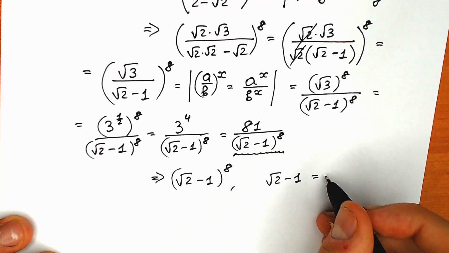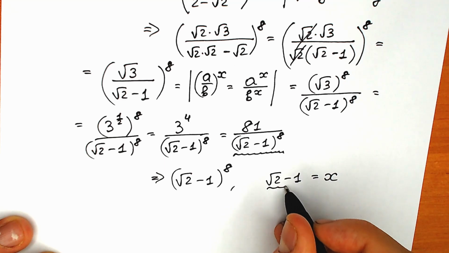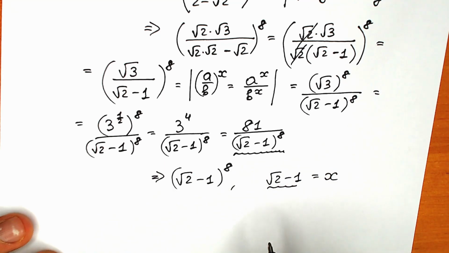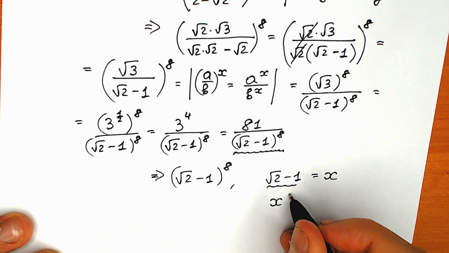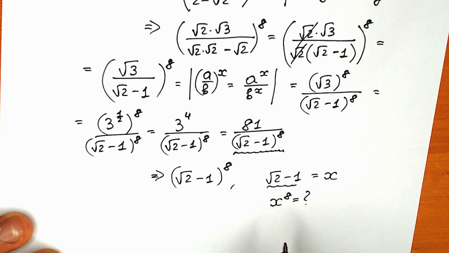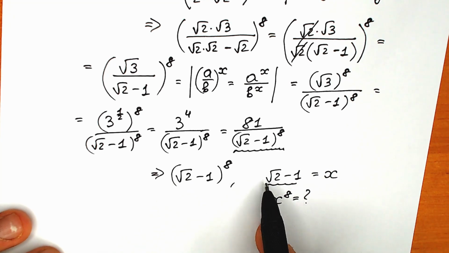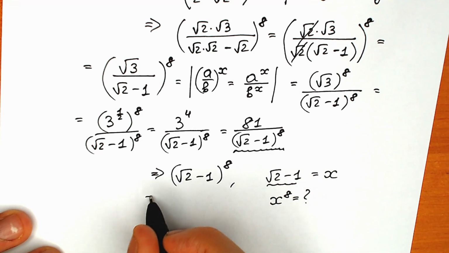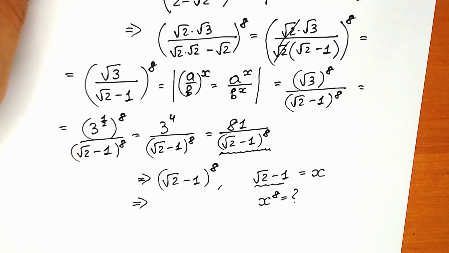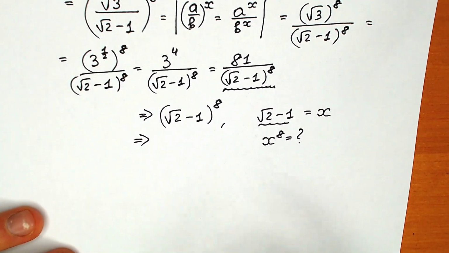Let's call this expression x. The expression inside of it equals x, so basically we need to find x to the power 8. Let's rewrite this expression right here in the middle with a quick substitution.